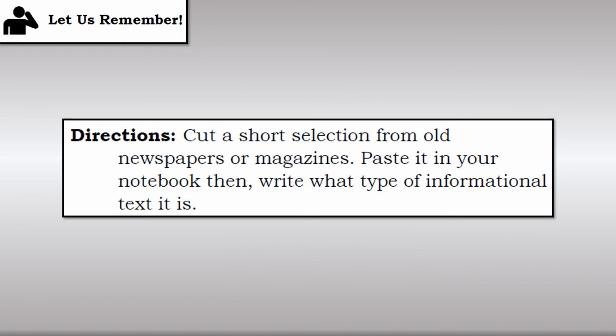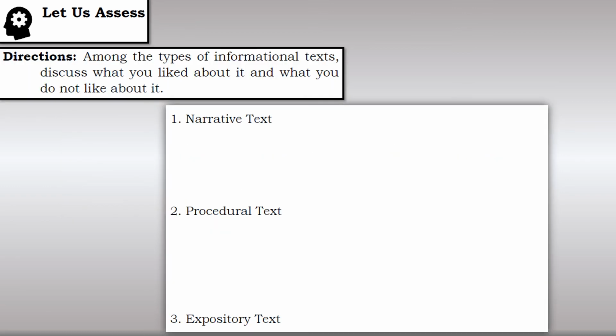Ngayon, may karagdagan tayong gawain. You have to cut a short selection from your old newspaper or magazine. Maghanap kayo ng mga newspaper or magazine sa inyong mga bahay. I-cut nyo yung short selection, i-paste nyo sa notebook ninyo at sabihin ninyo anong type of informational text siya. Okay, ngayon, i-assess ko kayo sa 5 informational text natin. Sabihin nyo ngayon ano yung gusto nyo sa kanya at ayaw nyo sa kanya at isulat nyo ang sagot.